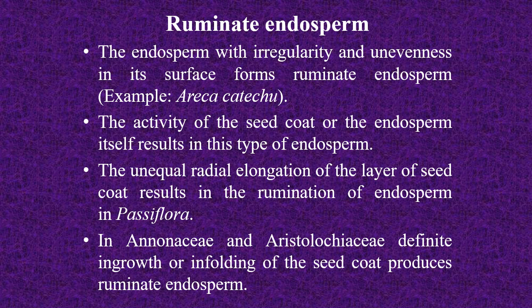Ruminate endosperm. The endosperm with irregularity and unevenness in its surface forms ruminate endosperm. An example is Areca catechu. The activity of the seed coat or the endosperm itself results in this type of endosperm. The unequal radial elongation of the layer of seed coat results in the rumination of endosperm in Passiflora. In Annonaceae and Aristolochiaceae, definite ingrowth or infolding of the seed coat produces ruminate endosperm.